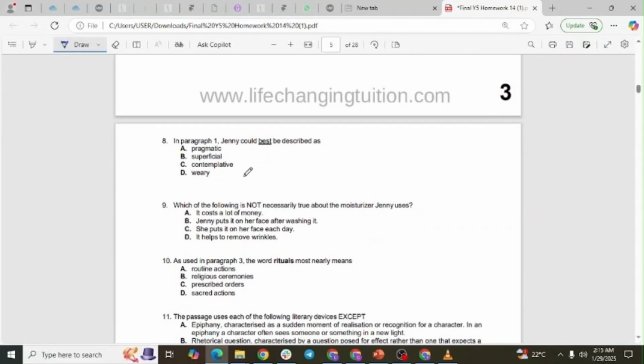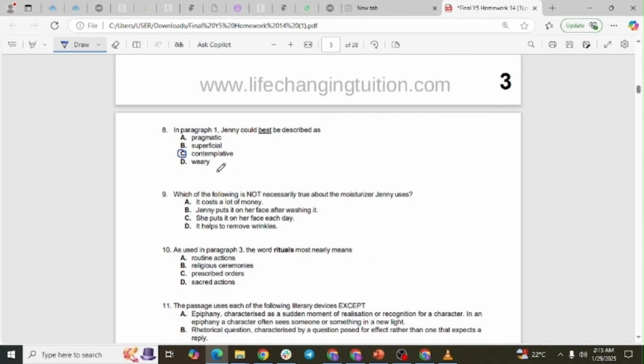Question 8. In paragraph 1, Jenny could best be described as A. Pragmatic, B. Superficial, C. Contemplative, D. Weary. Answer. C. Contemplative. Explanation. Jenny is absorbed in deep thought about her wrinkles, job stress, and aging. She is not simply tired or superficial. She is reflecting on how her life might be causing these changes, which shows a contemplative nature.